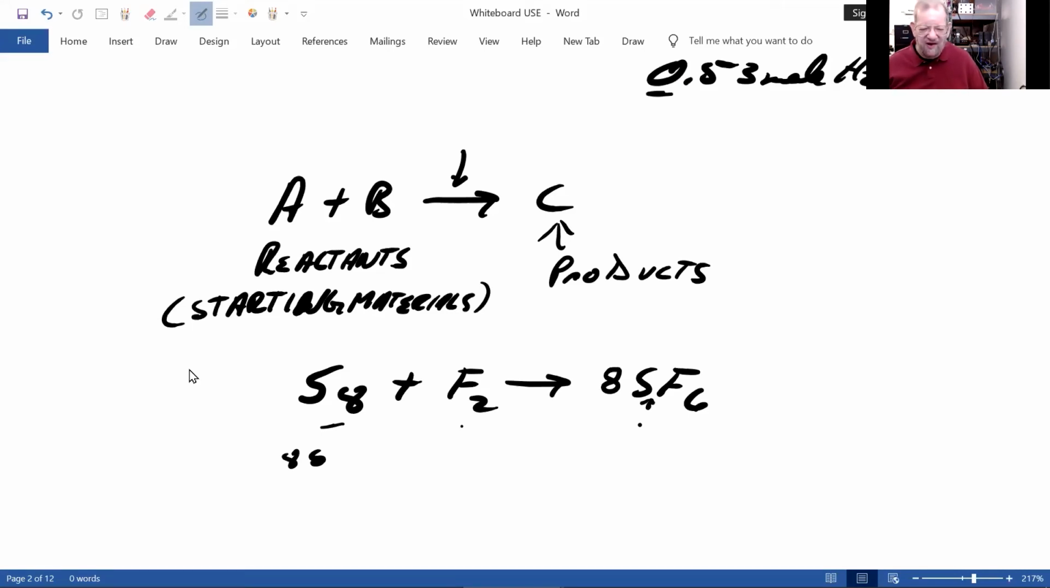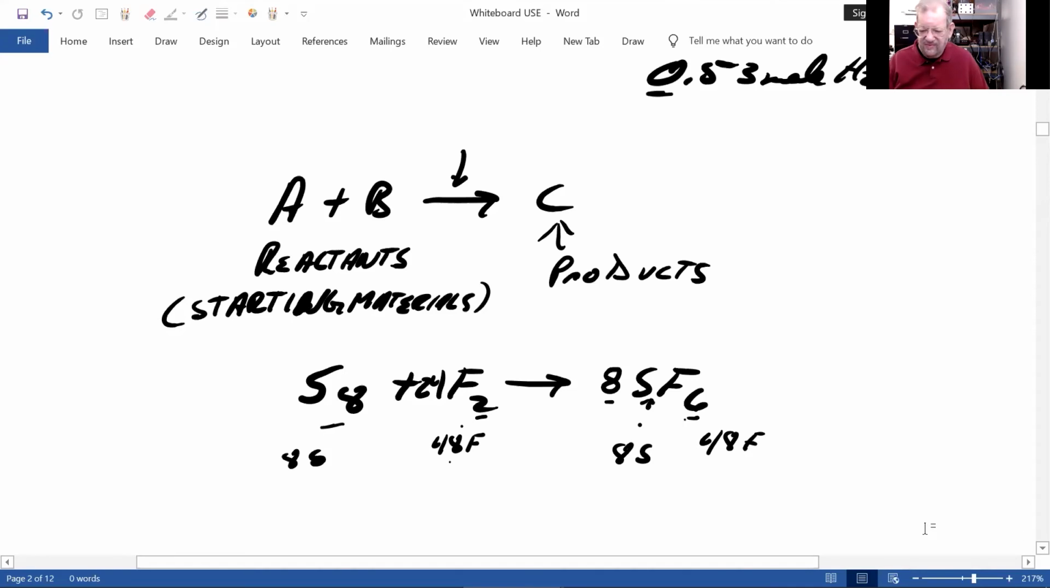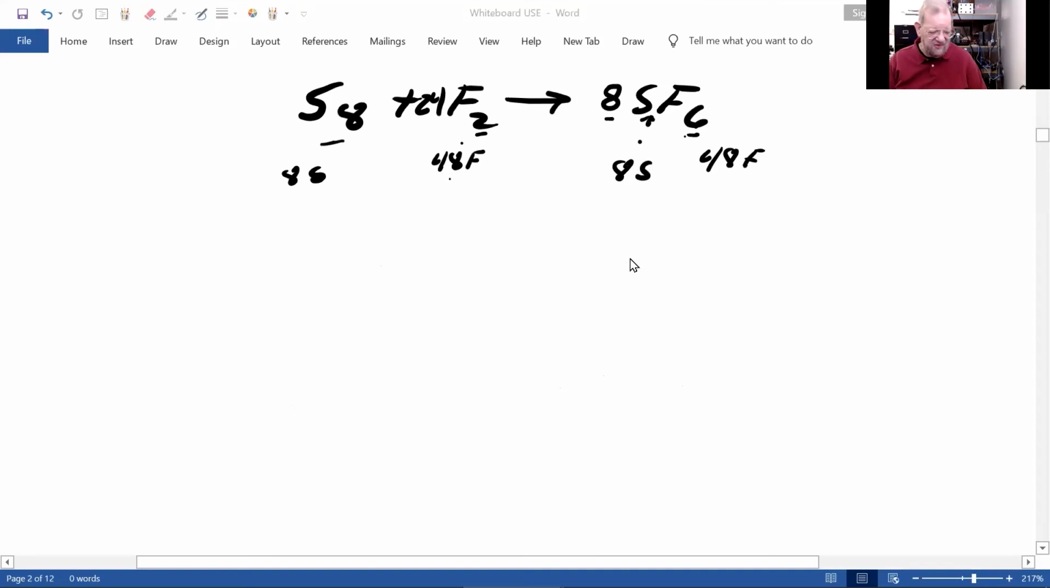Well, now I have 8 sulfur and 8 sulfur, but on this side I have 6 fluorine. No, I have 6 times 8. I have 48 fluorine. How do I get 48 fluorine here? When this is fluorine gas, F2, divide this number by 2, and we get 24. And that's how you balance an equation.